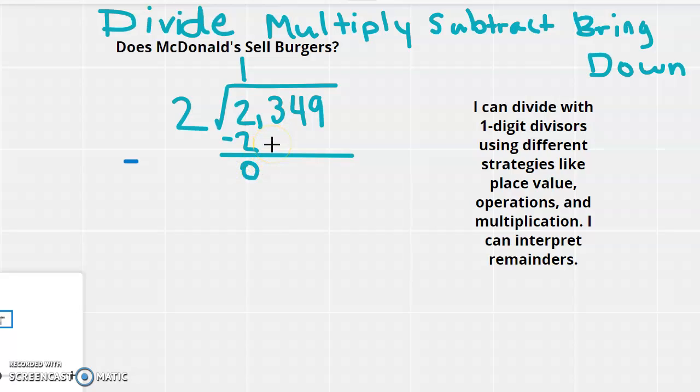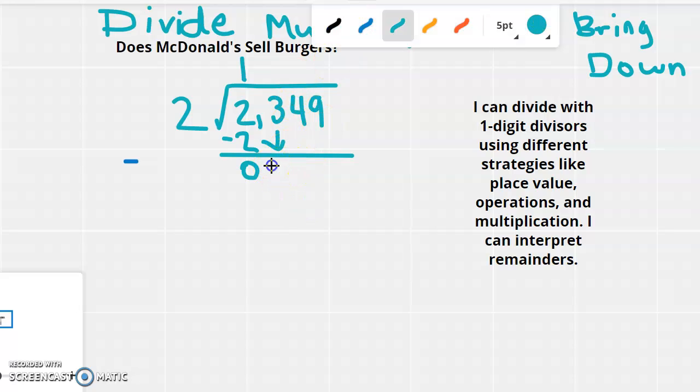So now I go to my B, which is bring down. So I'm going to bring down the 3. Oh, I don't like that. Doesn't look like a good 3. So let's rewrite that 3. I'm going to bring down the 3. So then the steps start all over again.